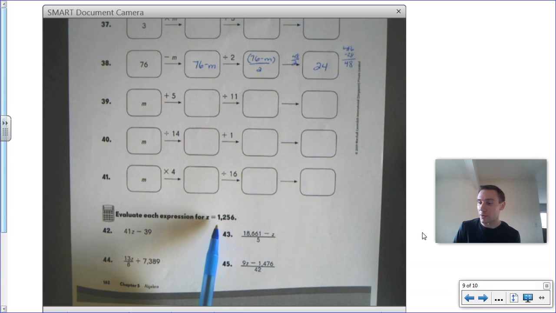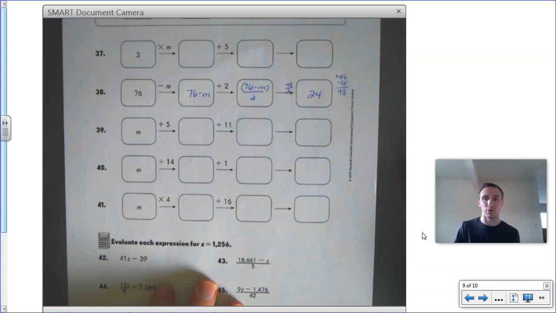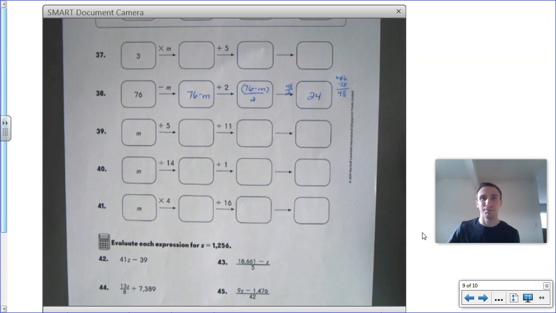So in order to solve these, I'm going to have to do 1,256 times 41, and then subtract 39. You're going to get a very, very large answer there. For example, in 43, you're going to do some subtraction and then division, some multiplication, division, and addition. So there's a lot of work in very, very large numbers in 42, 43, 44, and 45. Please work very, very carefully on those problems. You do not necessarily need to use a calculator. You have a very good one right here.